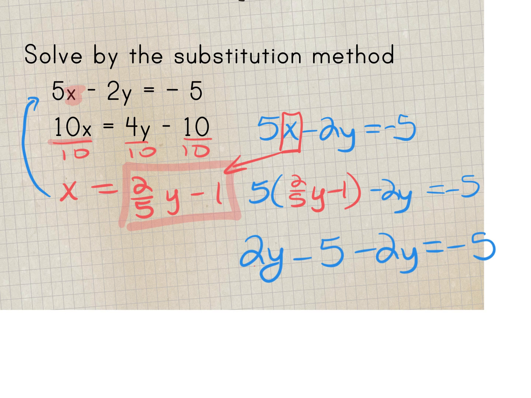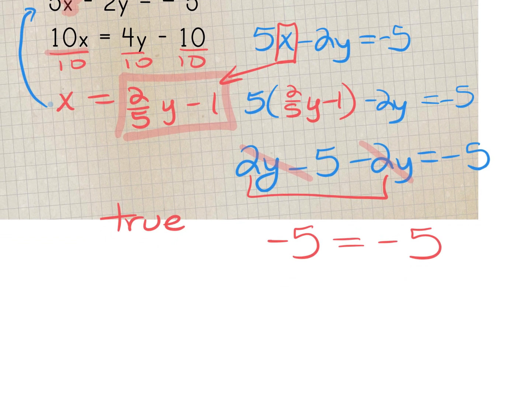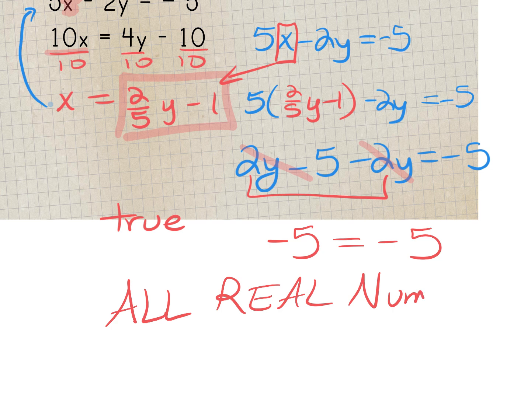Notice when I combine 2y minus 2y, these are gone now. It cancels out. So now I'm left with negative 5 equals negative 5. This is a true statement. So when it's a true statement, it's going to be all real numbers or infinitely many solutions.